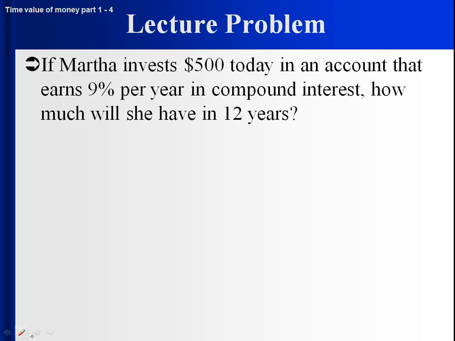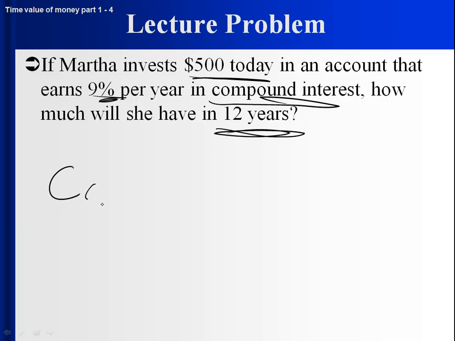So let's take a look at a basic problem. Martha is going to invest $500 today in an account that pays 9% per year in compound interest. How much should she have in 12 years? Well, she has C0 today, and it's going to compound by r. It's going to do that for 12 years. So after 1 year, she'd have C0 times 1 plus r. After 2 years, C0 times 1 plus r times 1 plus r.